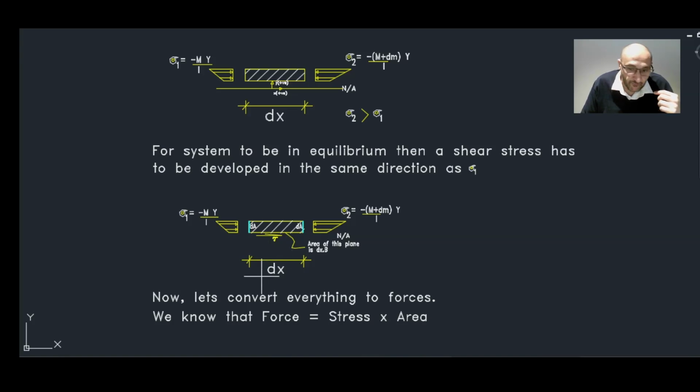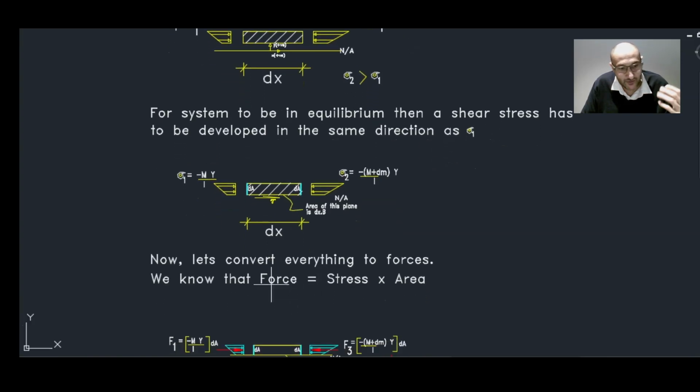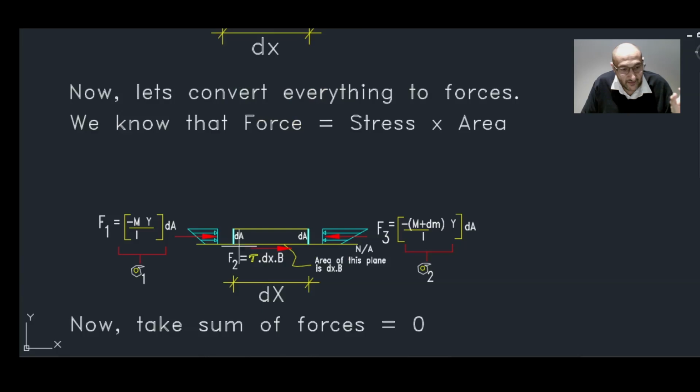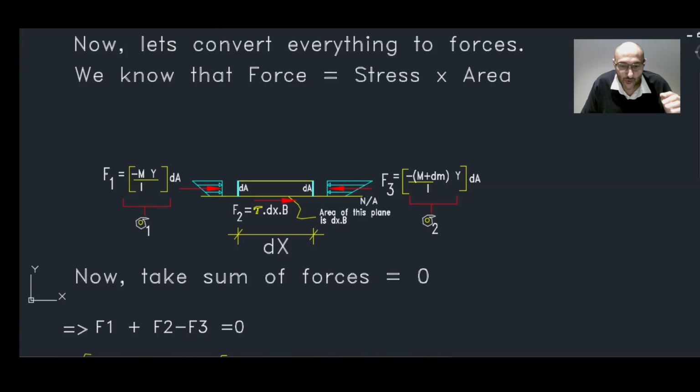Now we convert these stresses into forces, and if you remember, force is equal to stress multiplied by area. So if we take a little area at a distance y above the neutral axis and call it dA, then F1, force 1, would simply be sigma 1 multiplied by dA. The same thing goes for F3 on the other side. We would have F3 equal to sigma 2 multiplied by dA.